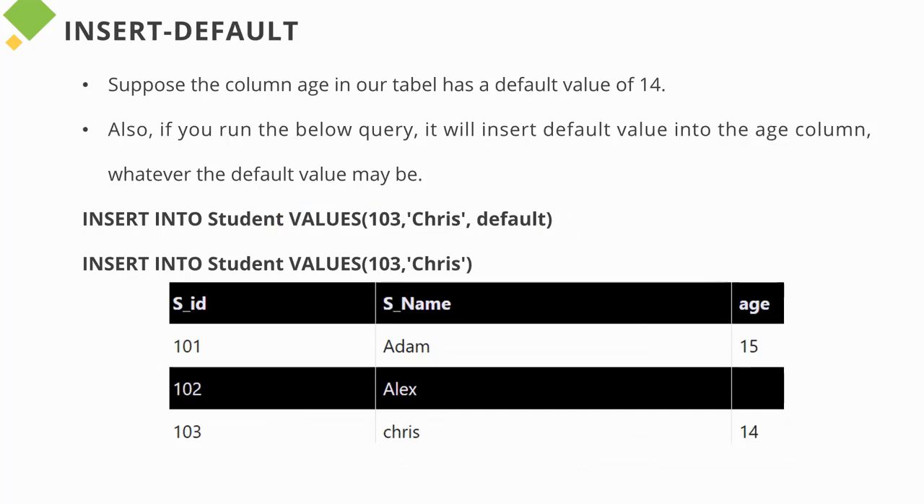We can also put default values, like the default value will be 14 for our table. Now insert into student values followed by the parameters, and if the value is default, you will get the value as default, even if you have not specified anything, because you have already defined your default value as 14 for this particular table.